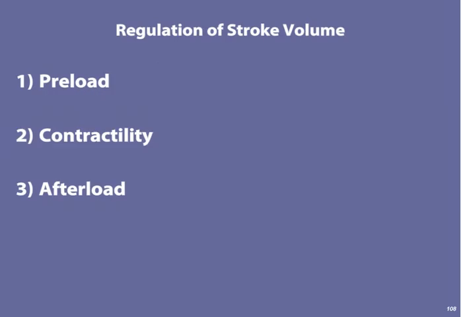So you should remember from the last slide that cardiac output can be determined by multiplying the heart rate times the stroke volume. And so the body can increase cardiac output simply by increasing the heart rate. But it also has other methods for adjusting cardiac output by adjusting the stroke volume. And there are three factors that affect stroke volume, and these are preload, contractility, and afterload, and we're going to talk about each of these in some detail.